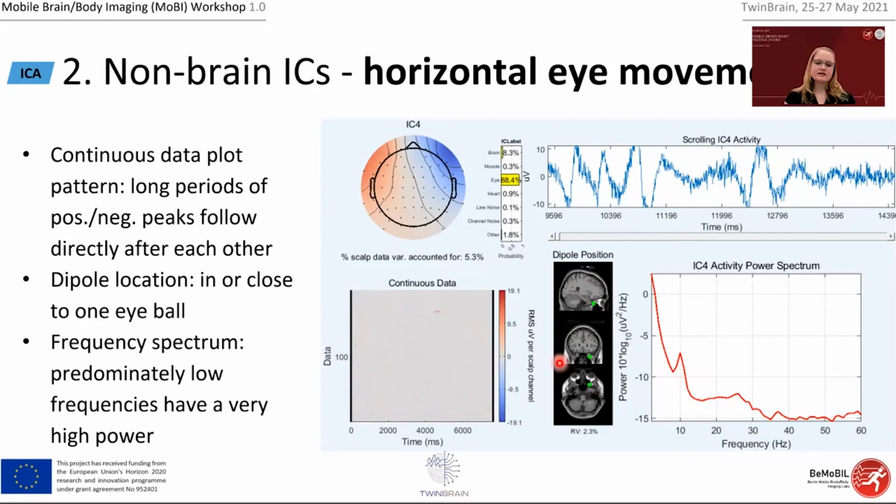And this is, I think, one of the main points that speak up for the decision not to remove independent components, but rather keep them and then look at the areas of interest and how activity changes there. Because if you remove this horizontal eye movement, you're also going to get rid of the additional data.